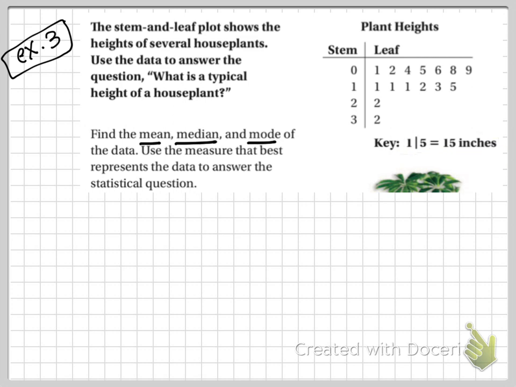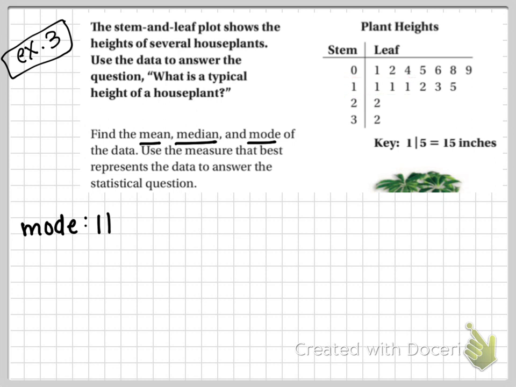Miles, what is it? 11. Good. We can see we have 3 ones in our leaf with a stem of 1. So our mode, the number that appears most often, is 11.